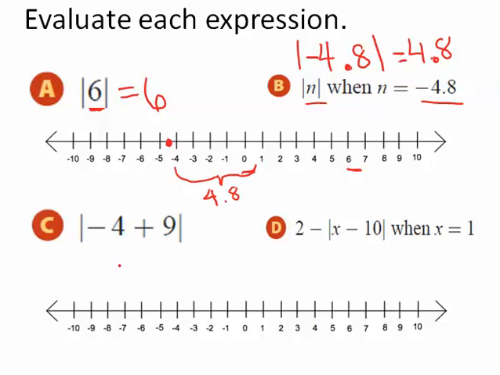Now, look at C. It's asking us to do something inside. Well, we do whatever's inside first. So we have -4 plus 9, and I know y'all are going to say, oh, well, that's 5. But we still have the absolute value of it because we haven't taken it yet. The bars are not going to come off until we actually ask ourselves, what is the absolute value of 5?